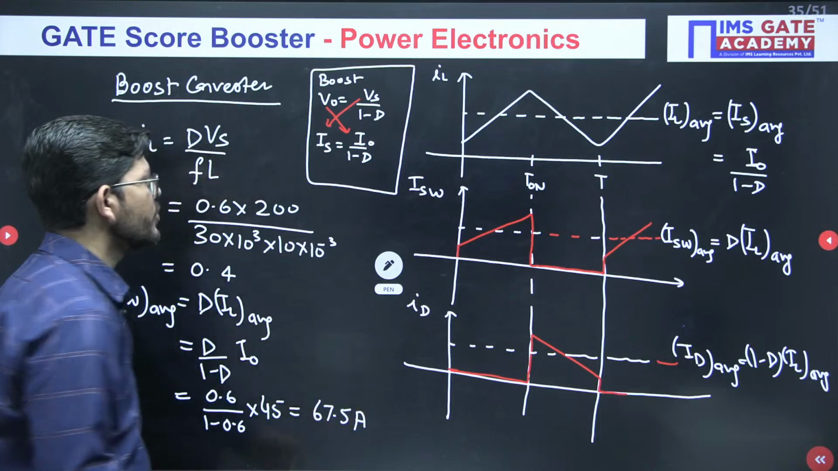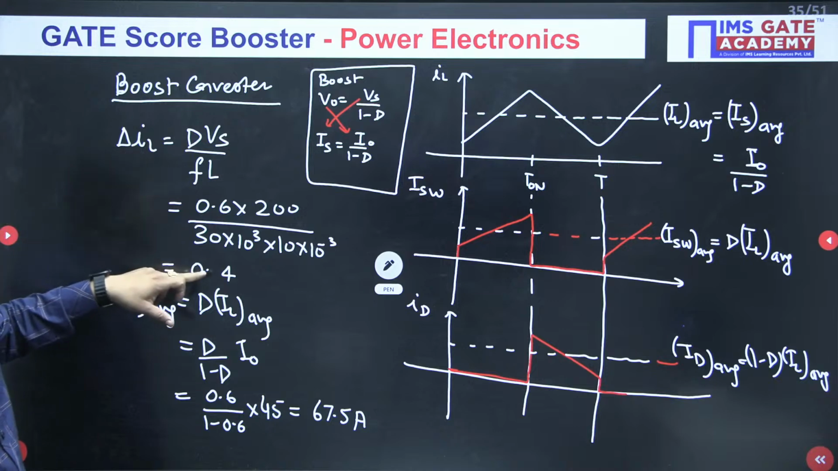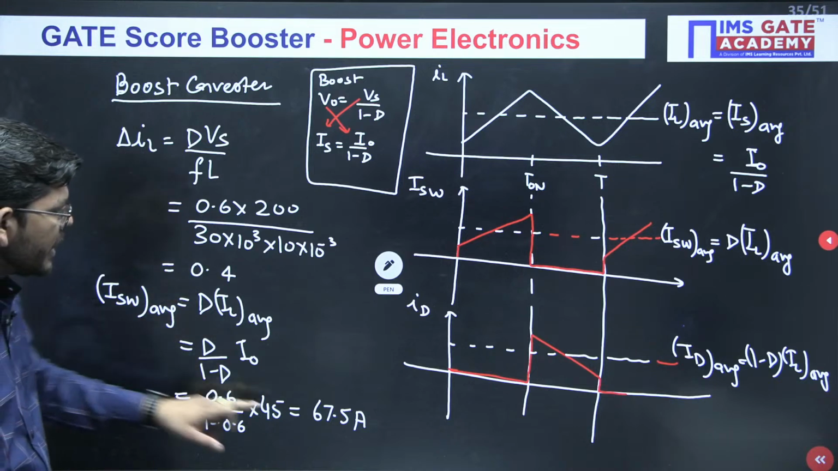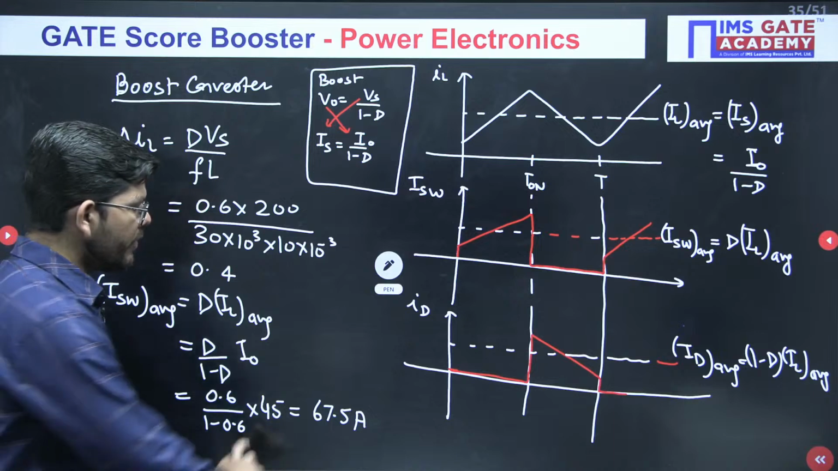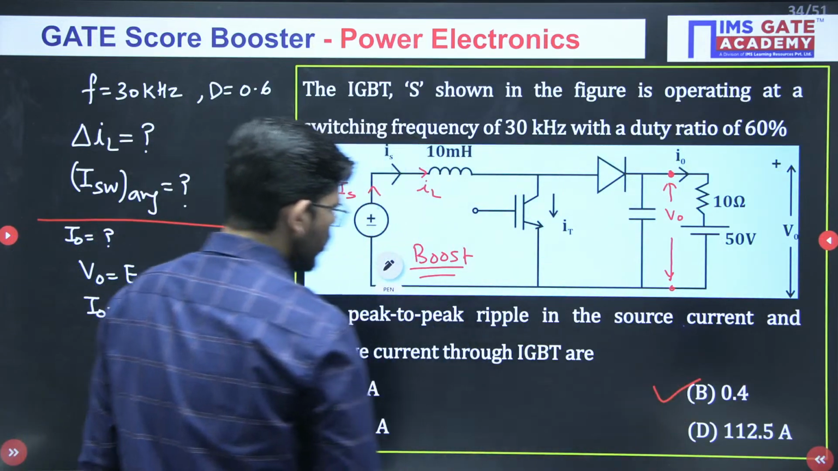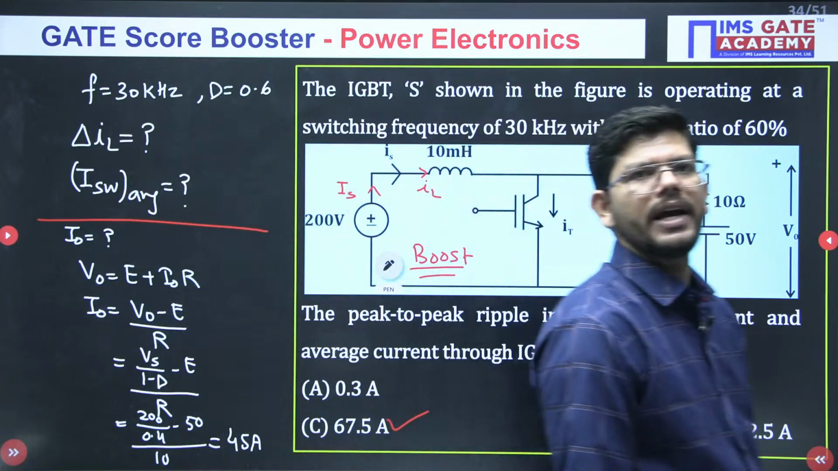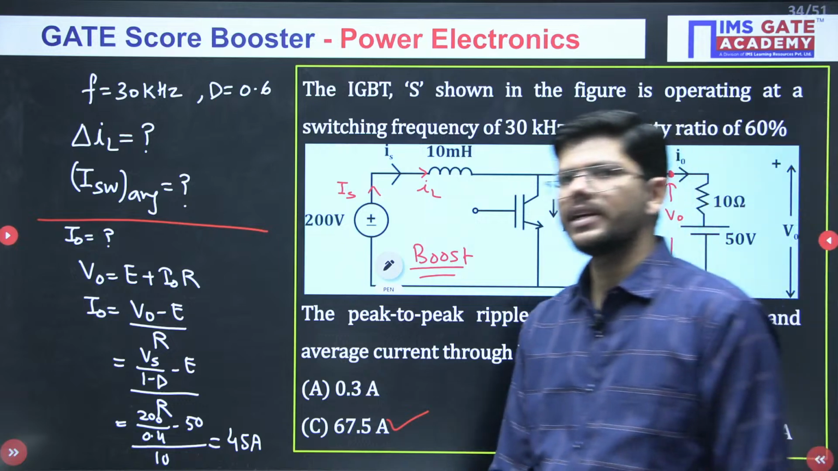67.5 amperes. So first you have to find the peak to peak ripple in source current, which is 0.4. Switch current, average switch current is 67.5. Okay, so which options are correct? Option number B and option number C. So you are absolutely correct. Divya and Nilmesh, you are absolutely correct.